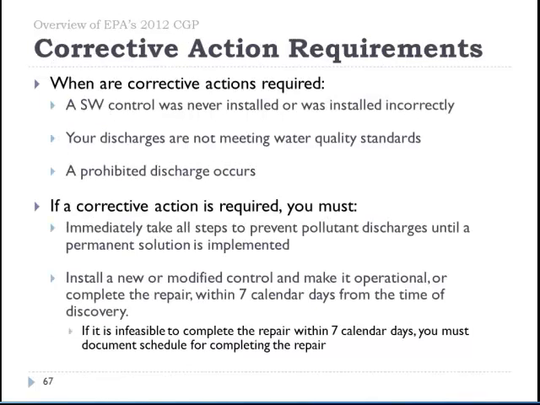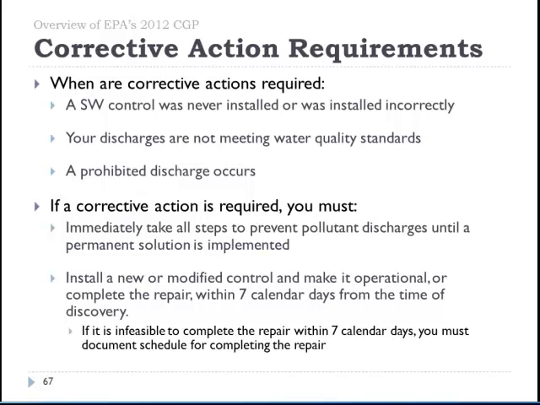So as I mentioned, the permit includes new corrective action requirements, and these requirements are triggered after certain triggering conditions, which include situations in which a stormwater control was never installed or was incorrectly installed, situations in which you are not meeting water quality standards, and any time a prohibited discharge occurs. So for any of these triggering conditions, you're required to take corrective action.